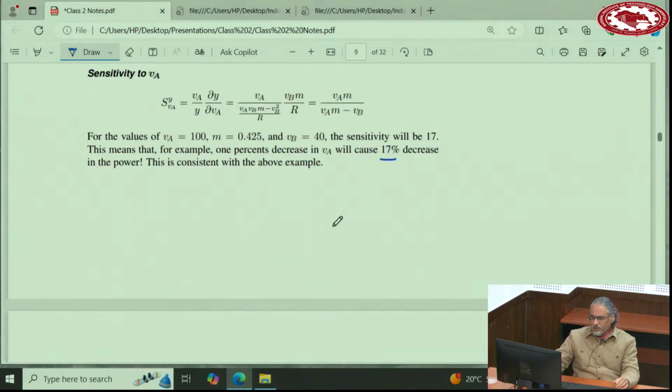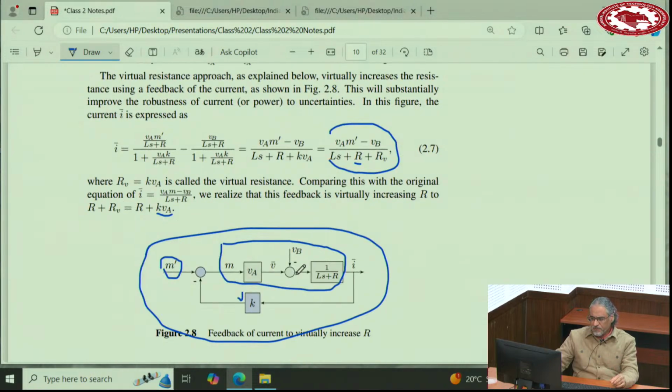Now the transfer function of this modified system with this added branch is equal to this one. So you see that this R is added to RV, and that is why it is called virtual resistance. In other words, this feedback that you add to the circuit behaves like adding a resistor to the circuit. But that resistor, you don't add it physically. You only add it in the software, so it doesn't cause any power loss. It only changes the transfer function without causing a power loss.